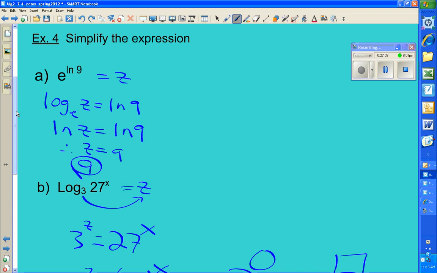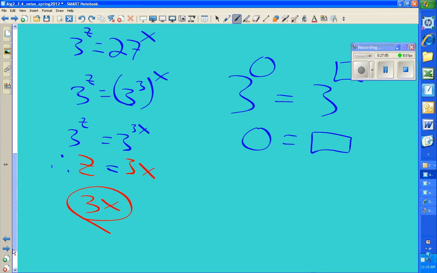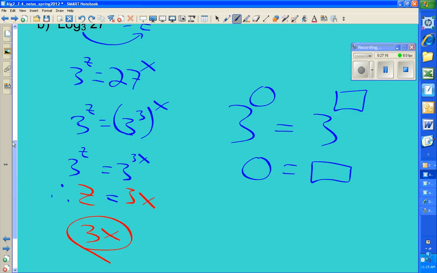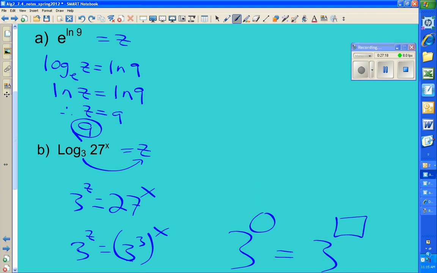Any questions on that? When we get to here, we're back to chapter 5. When we're here with the log, now we're stuck in chapter 7. We have to be able to get out of the log equation to something that we're more familiar with.